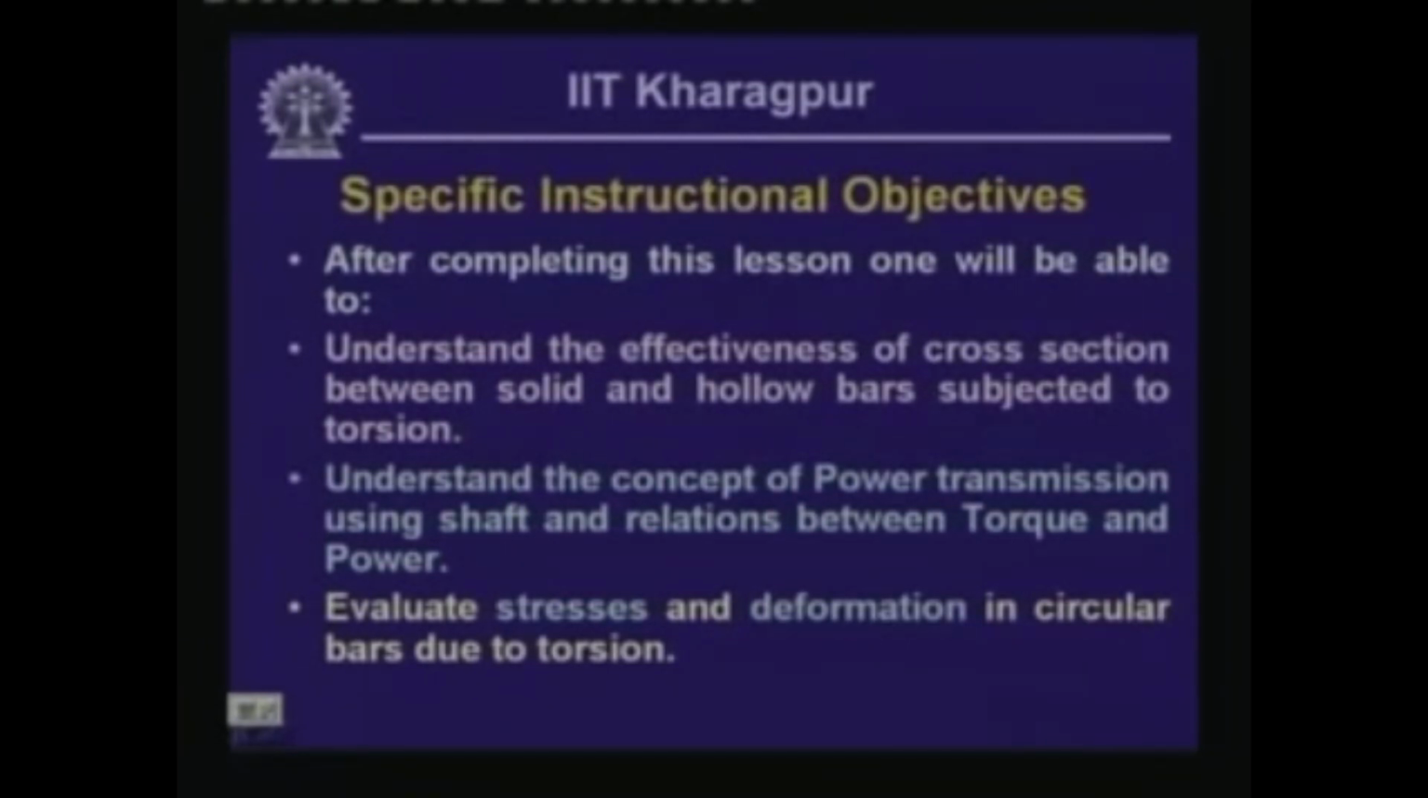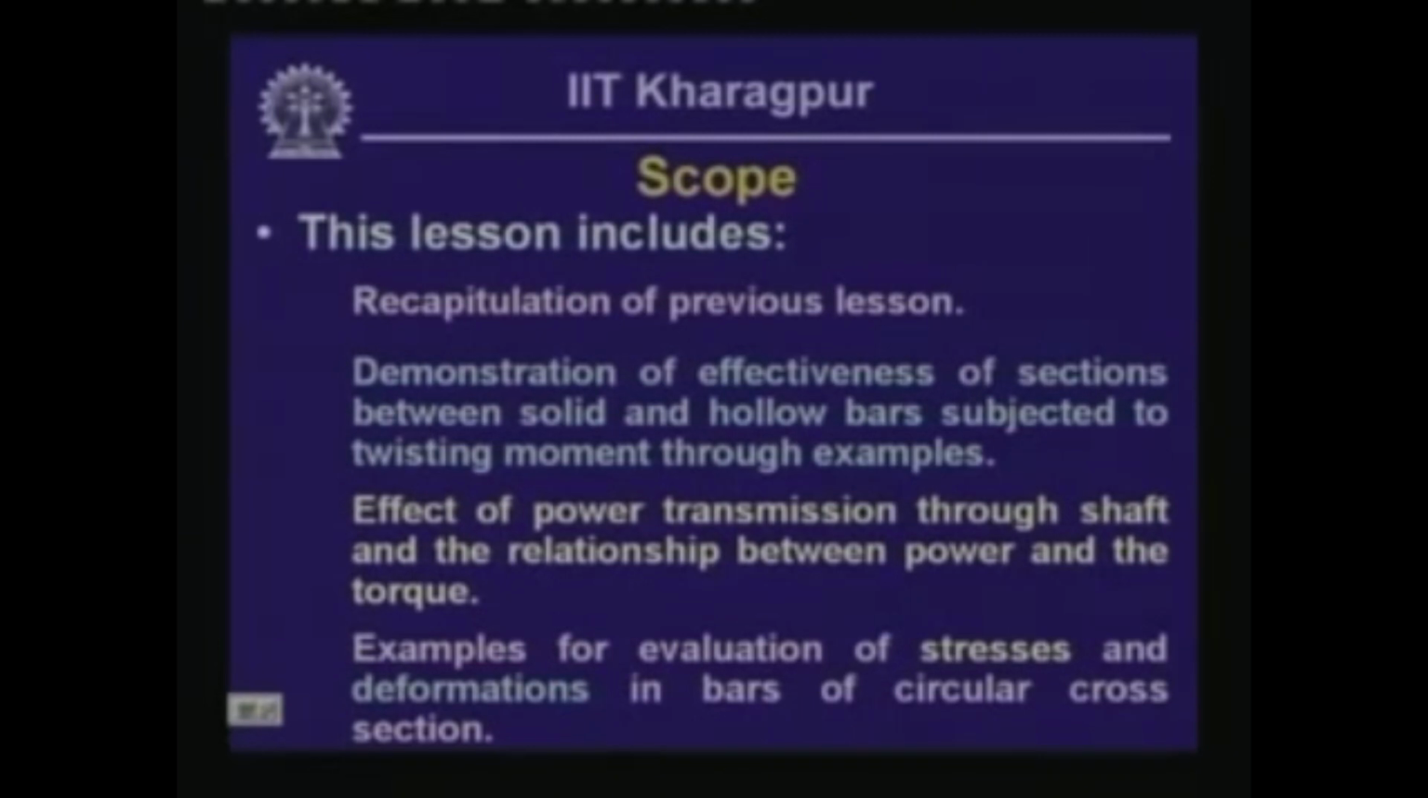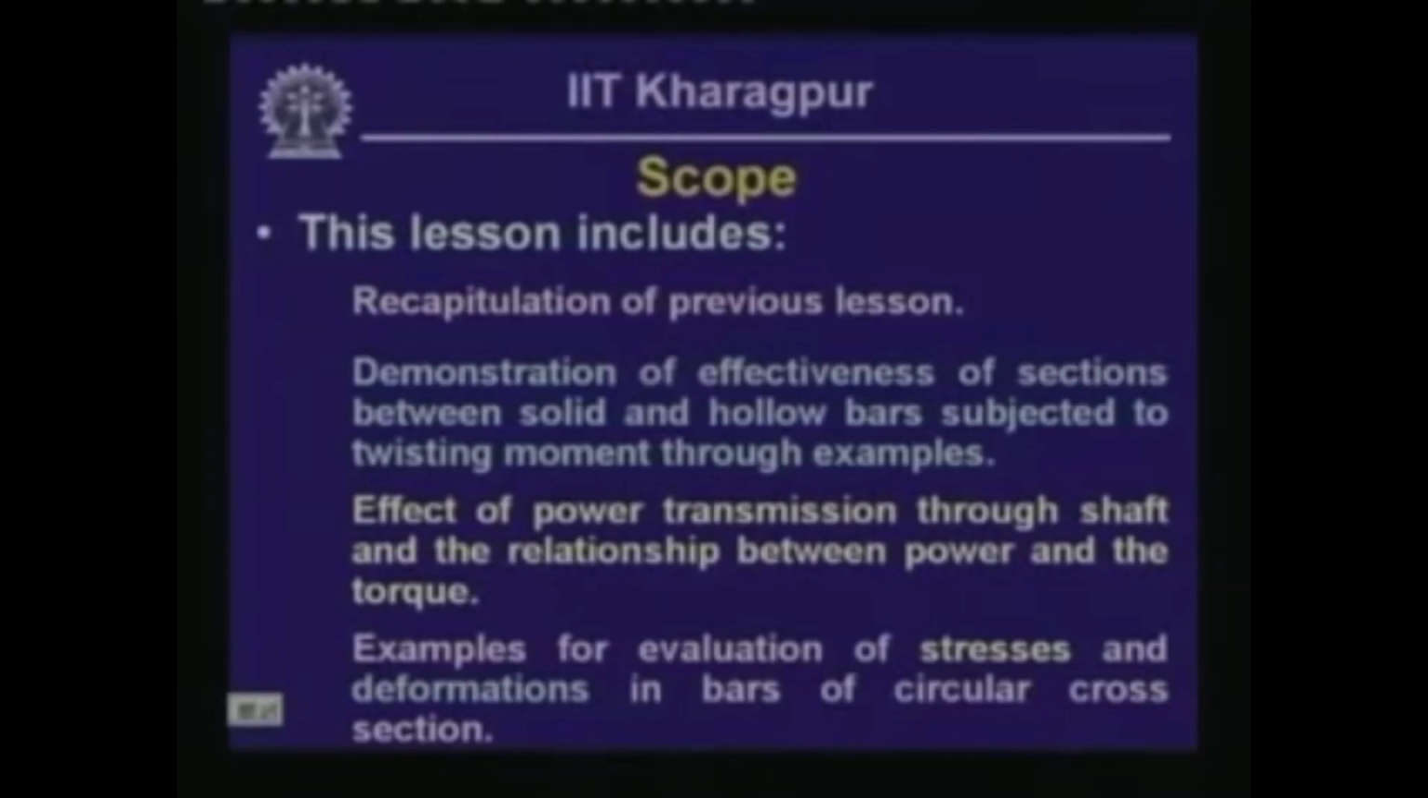Well, the scope of this lesson includes that, as we have done in the past, we will look into the previous aspects through our question answer session, and also we will demonstrate the effectiveness of sections between solid and hollow bars subjected to twisting moment, and that we will do through some examples. We will also cover power transmission through shaft and the relationship between power and torque, and examples for evaluation of stresses and deformation in bars of circular cross sections.